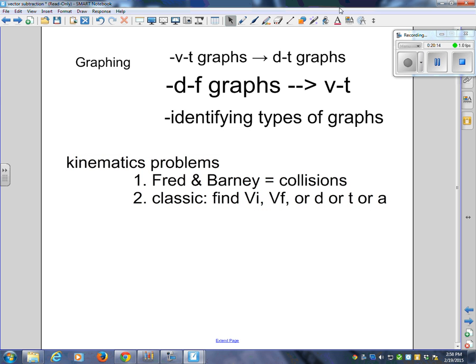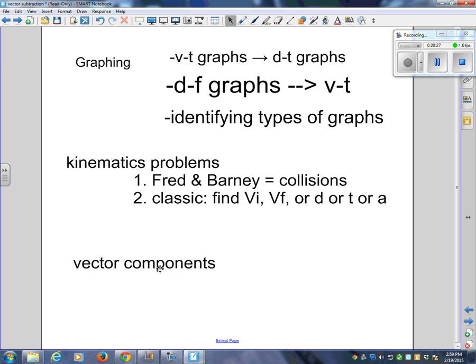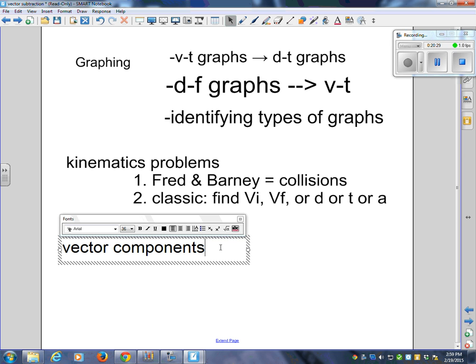And then I guess the last part would be vector components. I might just give you, what are the components, like a step one easy kind of thing, right?